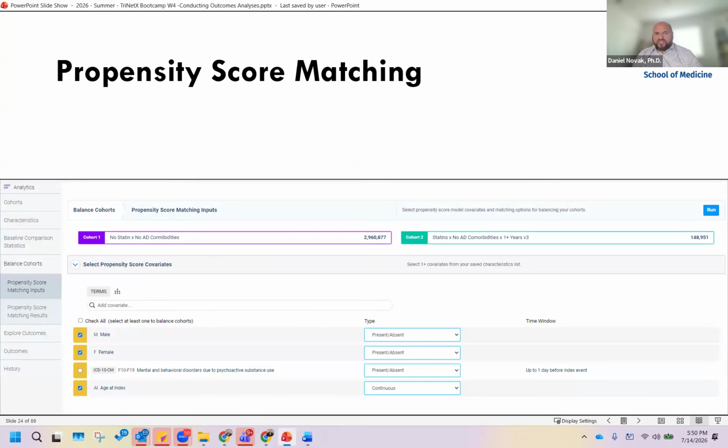Again, propensity score matching is available. You can run a simulation under where it says balanced cohorts. You can use the propensity score matching tool to turn these factors on and off and see how their inclusion or exclusion impacts your statistical model of the propensity score.